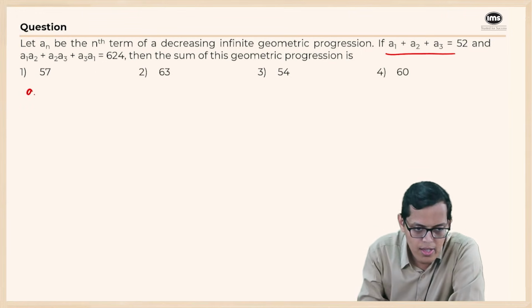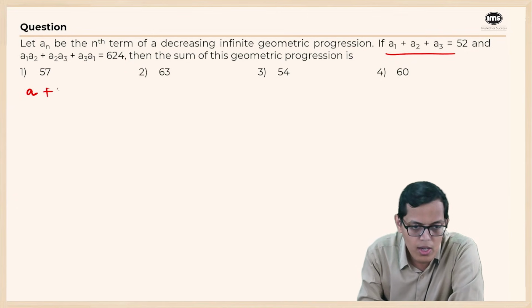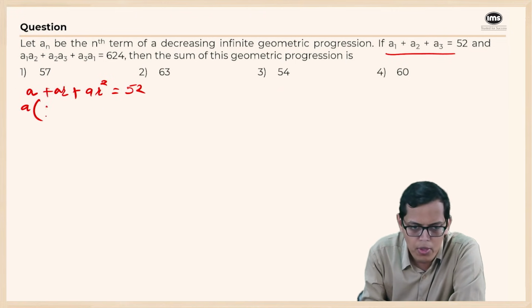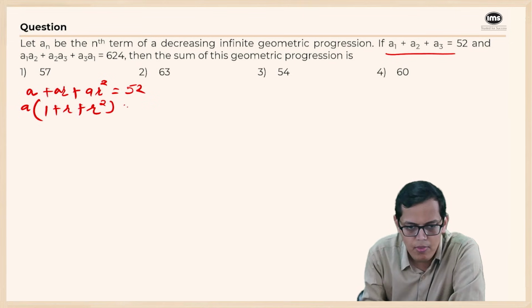A1 is A, A2 is A into R, and A3 is AR square. Summation of all of them is 52. I can simplify this by taking A common. It should read like this.